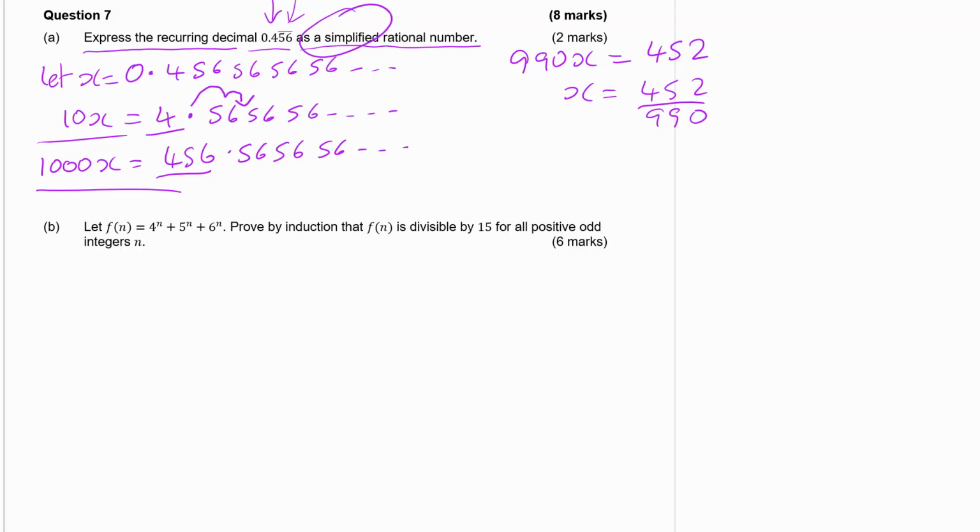Now it does say simplified. They both divide by 2. And that gives me 226 over 495. And frankly, I can't see an obvious factor there that's in common. So I'm going to leave it there.